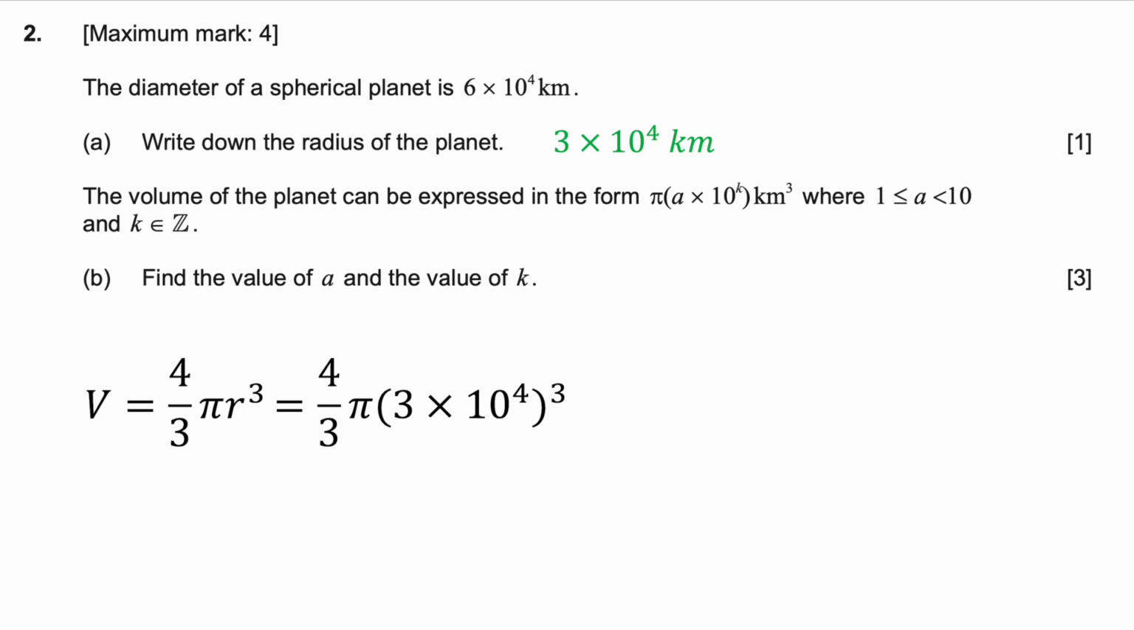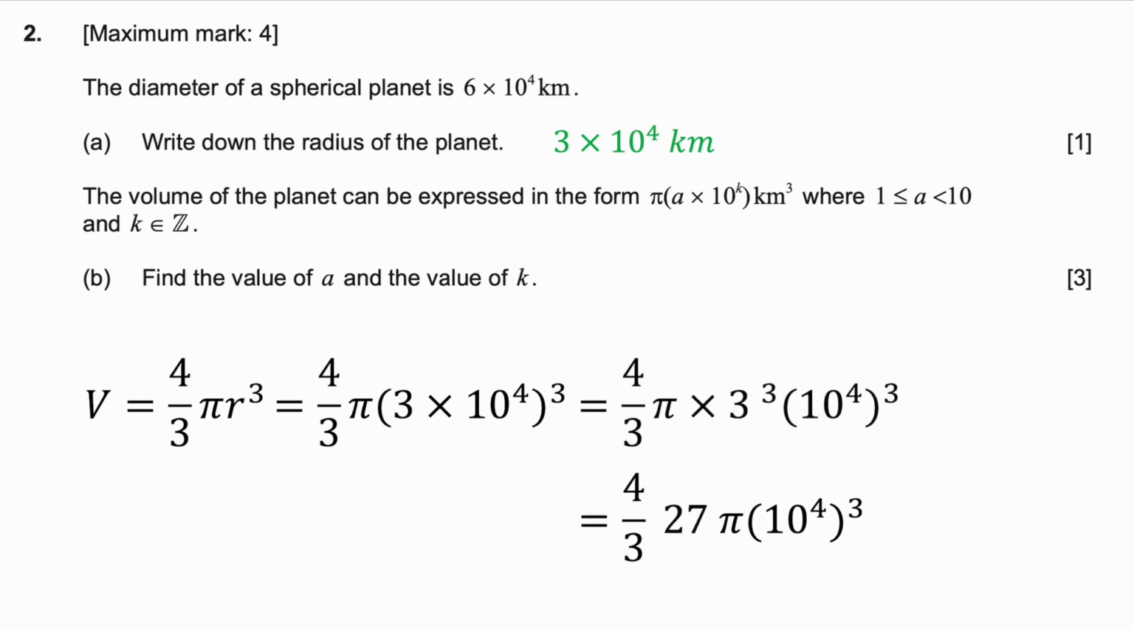Now, we cube everything in that bracket. 3 cubed times 10 to the power 4 cubed. Well, 3 cubed is 27, and 10 to the power 4 cubed is 10 to the power 12. Like this, which simplifies to this. We're getting closer. Remember, we're doing this all by algebra, and we are not using a calculator because it's a non-calculator paper. 4/3 of 27, we divide by 3 and times by 4. 27 divided by 3 is 9, and times by 4 is 36. So 4/3 of 27 is 36. We're getting very close to what the question asks for.